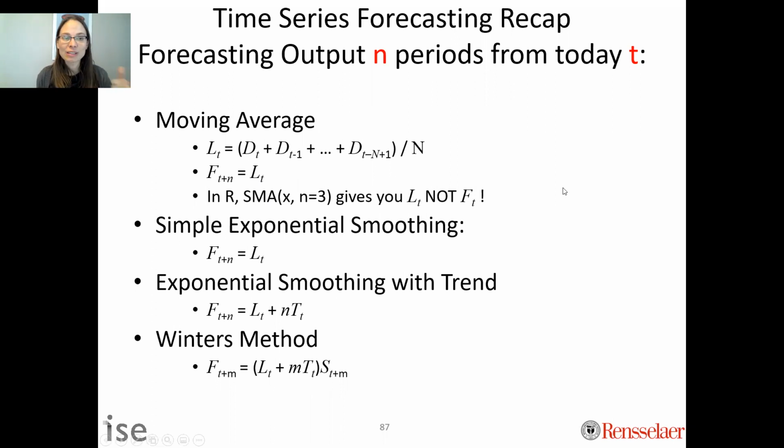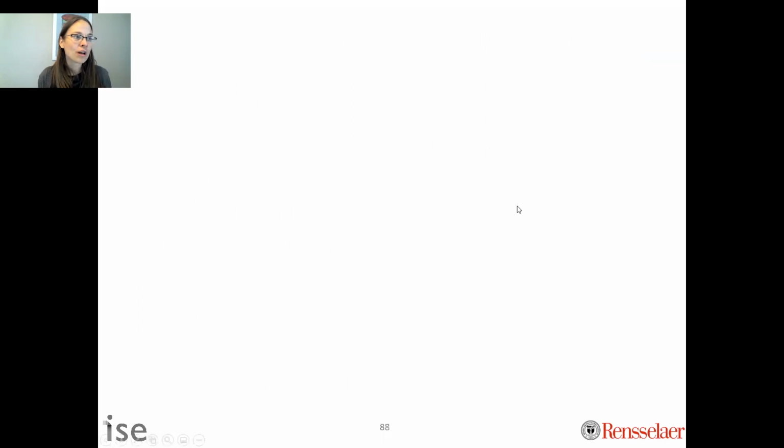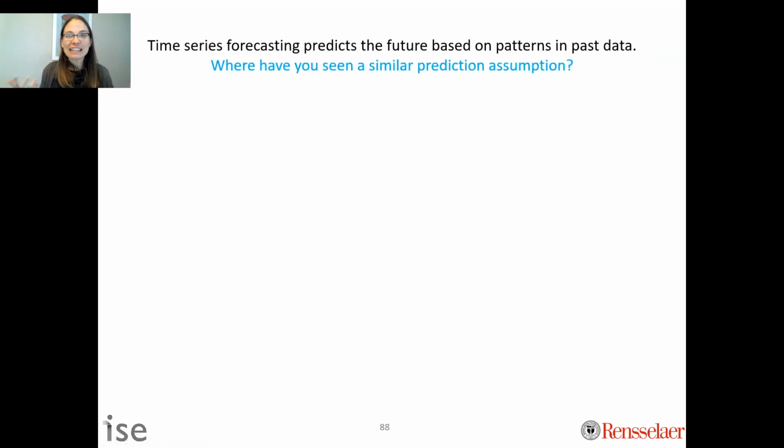A key thing with time series forecasting is that the past is a good indicator of the future. The patterns we found in the past, we're going to capture, and maybe potentially adjust, in the future. If we didn't see them in the past, we don't expect to see them in the future. So where have you seen that similar prediction assumption?